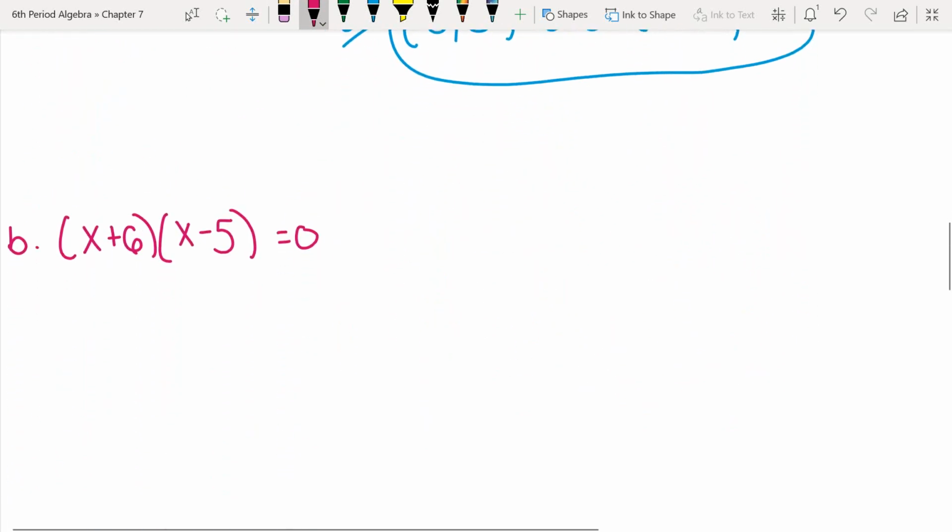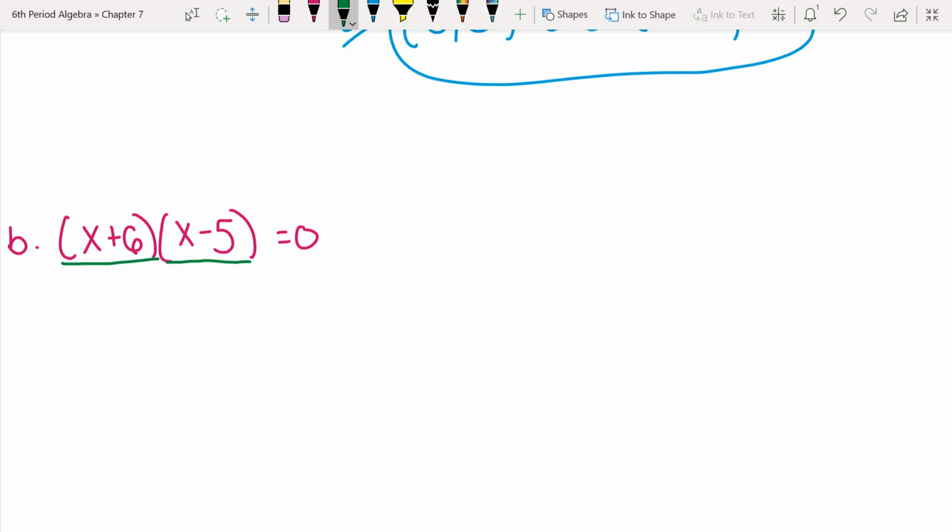Let's try another one. This is B. We have the expression x plus 6 times x minus 8, and it equals 0. The only way this could equal 0 is if the expression x plus 6 simplified down to be a 0, or the expression x minus 5 simplified down to equal 0. Well, in order to see if this is going to be true, we'd have to figure out what x is, what makes the statement 0.